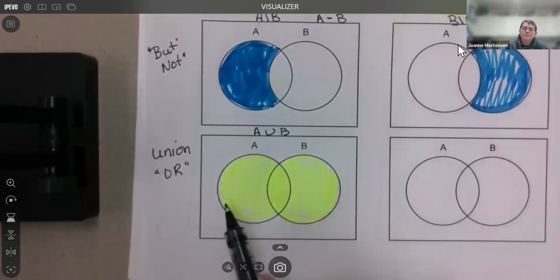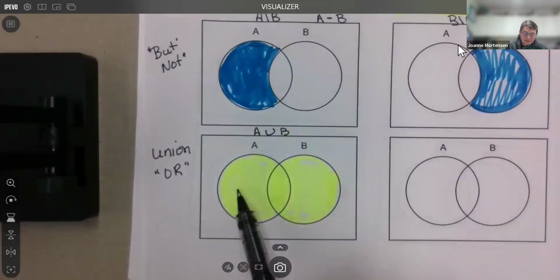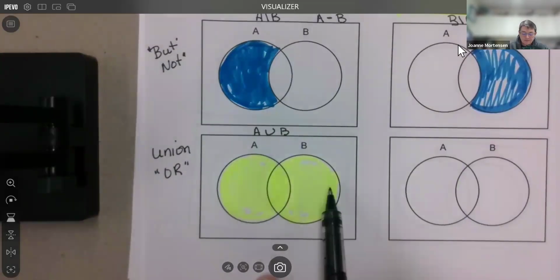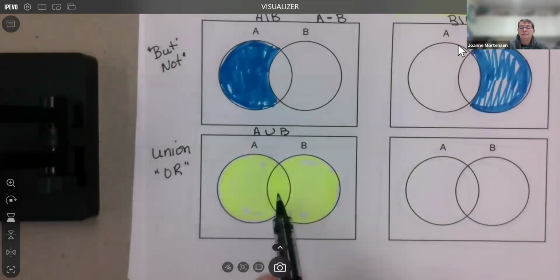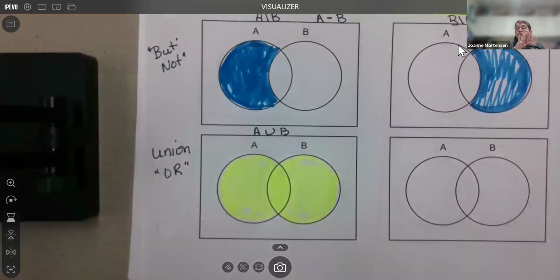Here, A union B is kind of like: plain A is good, plain B is good, both is good. It doesn't matter. So whether they're overlapping or not, you color everything in the first, color everything in the second, and then it's the whole chunk together. The nice part, and I don't think I'm going to bother drawing it, is that B union A gives the same picture.